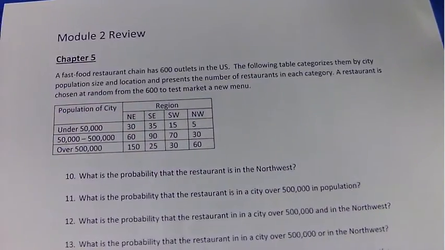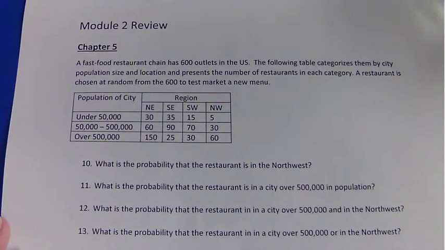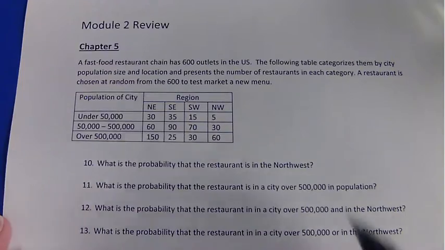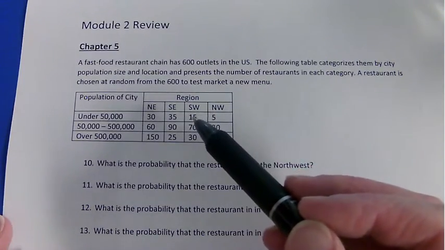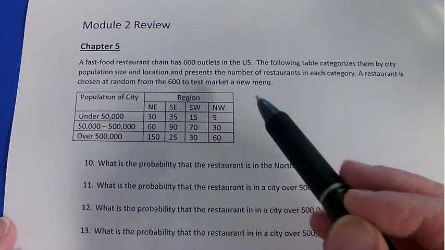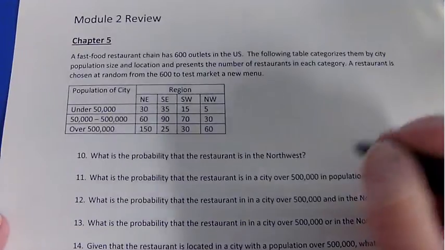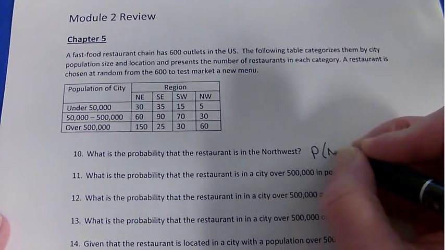All right, now let's review Chapter 5. A fast food restaurant chain has 600 outlets in the U.S. The following table categorizes them by city, population size, and location. A restaurant is chosen at random from the 600 to test market a new menu. What is the probability that the restaurant is in the Northwest? It's the probability that's in the Northwest.